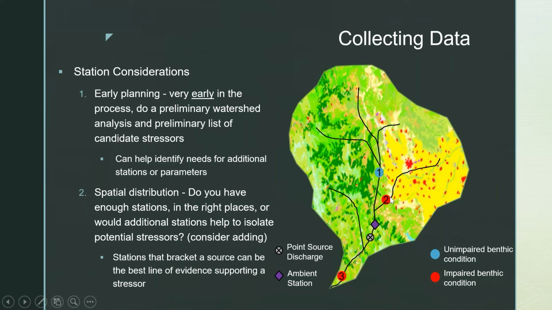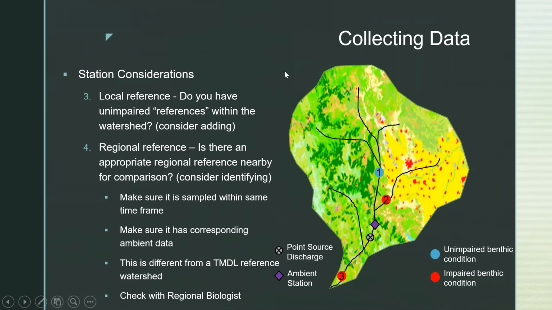Because we're going to be using that water quality data to try to say something about the sources of stress. And there's a little bit of a problem here because that water quality data doesn't absolutely align with where we're trying to predict the stress. We would love to have stations that bracket a source. That's the best line of evidence supporting or refuting a particular stressor. Again, it's not always possible, but we should consider it early on in the TMDL monitoring.